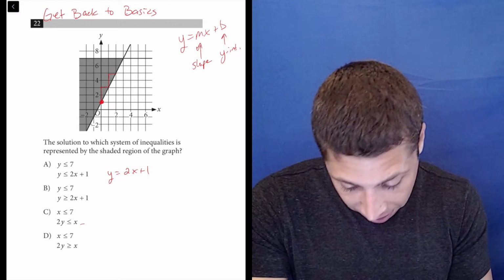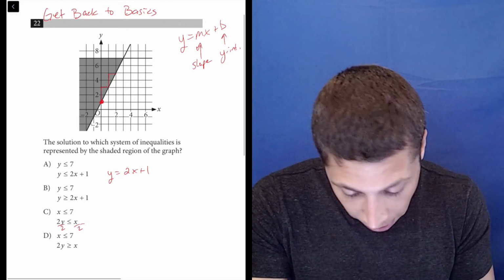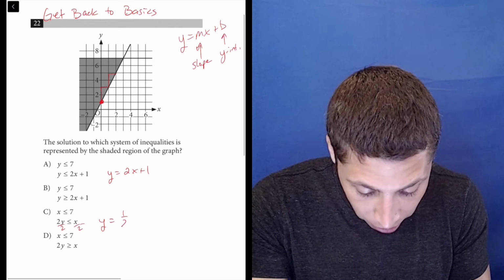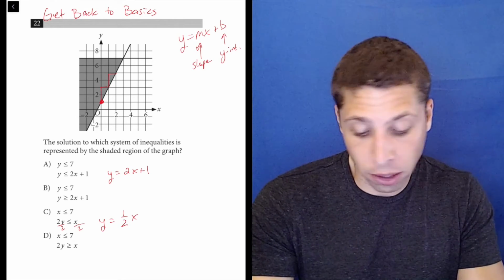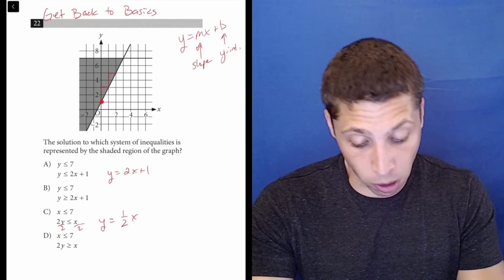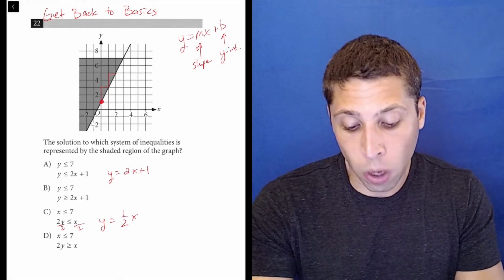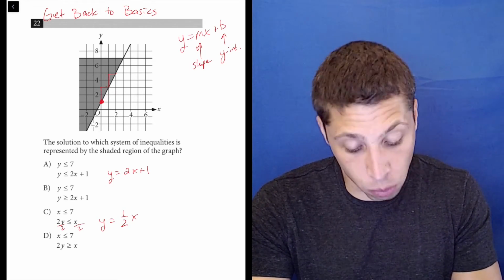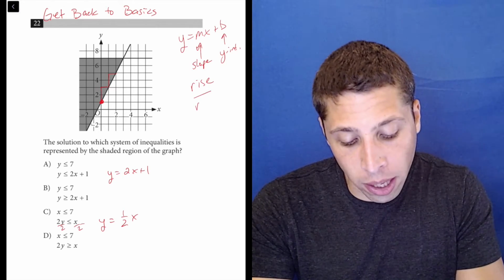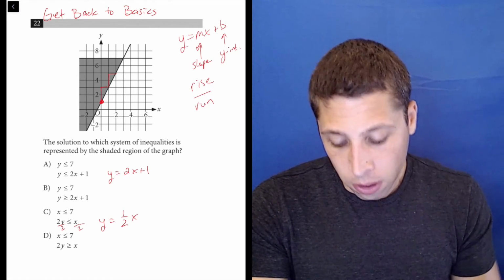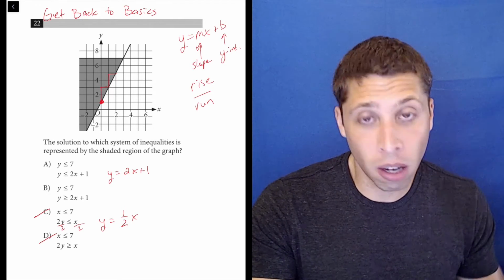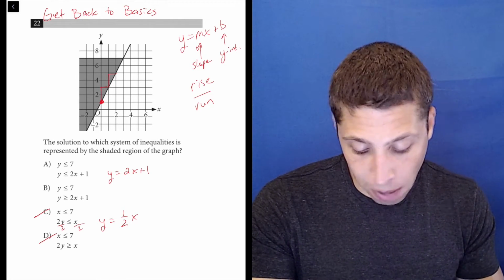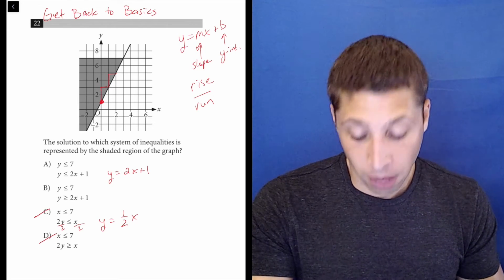Whereas this is not even really a line. We could get back to basics here too by dividing by 2, and then we'd have y is equal to 1/2 x, but this doesn't make any sense. First of all, the y-intercept is not 0, so that doesn't work, but also the slope here is not 1/2. It's up 2 over 1, right? Rise over run is how we get slope. So C and D, without even thinking about inequalities at all, are just wrong. They don't match what's happening.